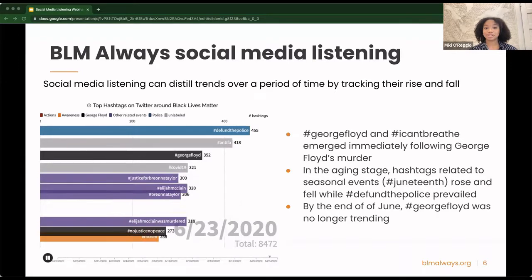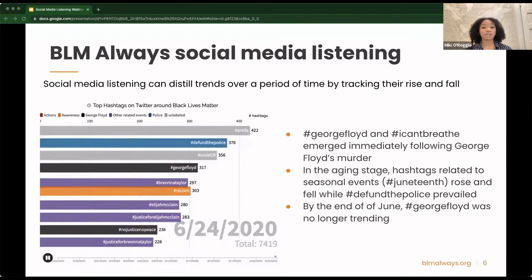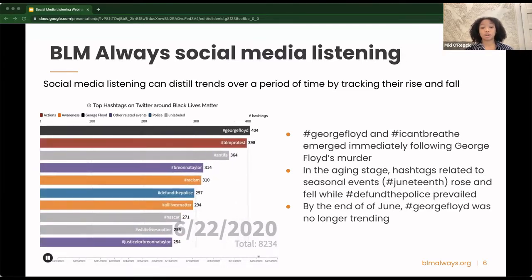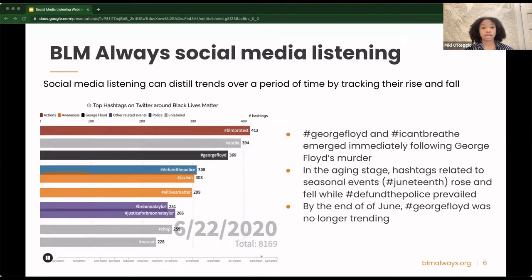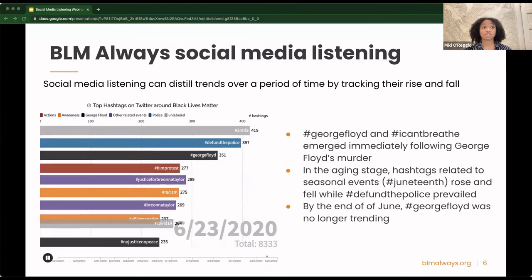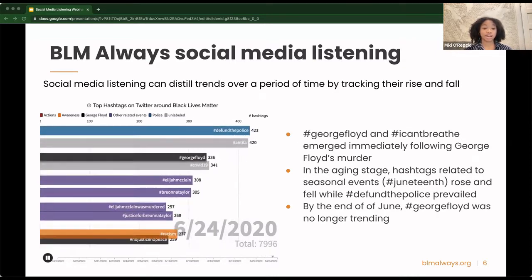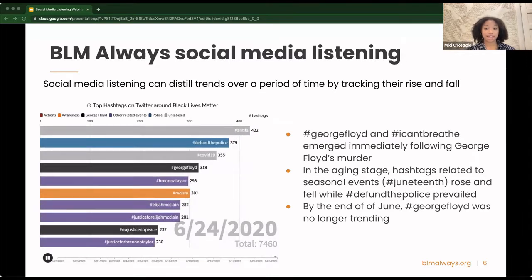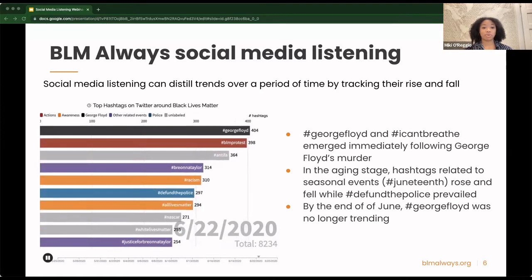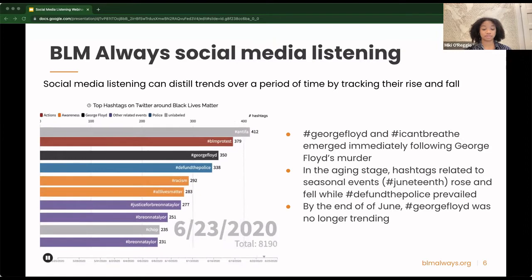Okay, so there are lots of things on this slide, but to start with social media listening, we were able to take this data and create a moving graph that showed the change of BLM Always, the movement on Twitter, over time. On the top x-axis of this moving chart, you can see the number of times each hashtag was used and how that changed as the dates progressed, shown on the bottom x-axis. By taking all of this data into account, we were able to distill trends over a period of time by tracking their rise and fall.